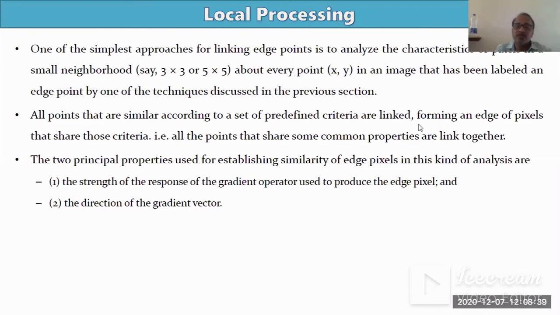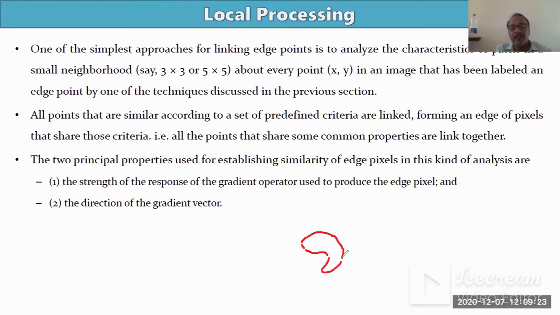Now consider how we can link these edges or points. Suppose this is our edge and this is our break. For example, this is our image, and it consists of some breaks. How can we link this? For that purpose, we can define some criteria, some threshold value, and depending on that threshold value, we can compare and, based on the criteria, link these two pixels. We link this pixel and this pixel so that the break will be removed.